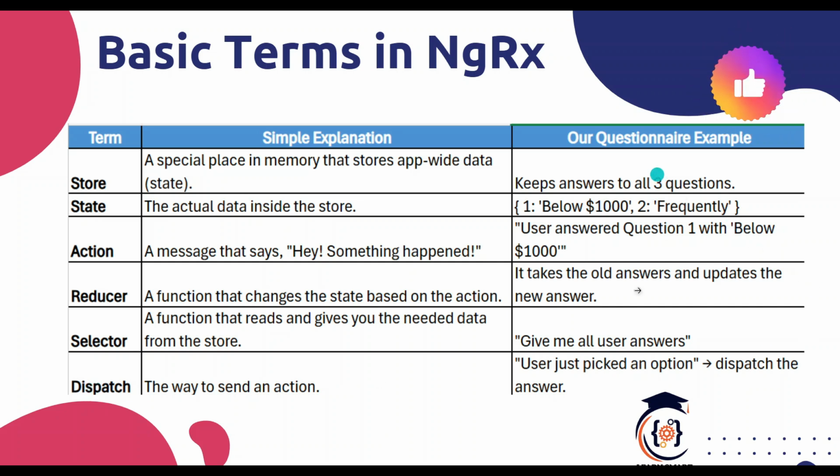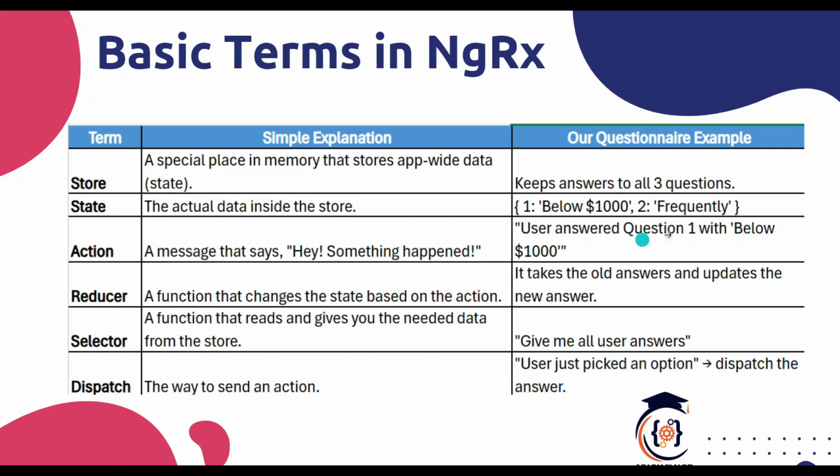Okay, let's consider this, whatever we are going to do. We have our questionnaire example. The store keeps all the answers for all the questions. If you have three questions and their answers, the store will have all of that information. State is for which question, what answer. Current state can change. When will it change? If an action was performed.